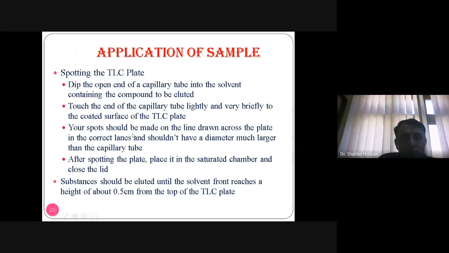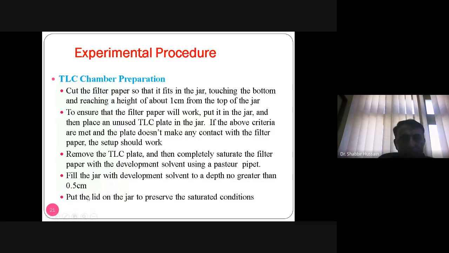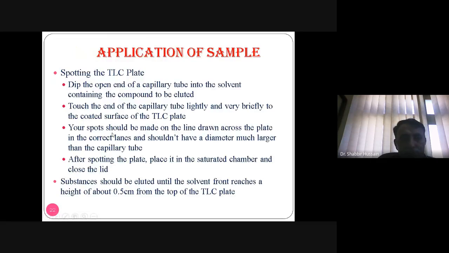Your spot should be made on the line drawn across the plate in the correct length, and it should not have a diameter much larger than the capillary tube. ये जो circle है आपने बहुत बड़ा नहीं लगाना है, ठीक है?